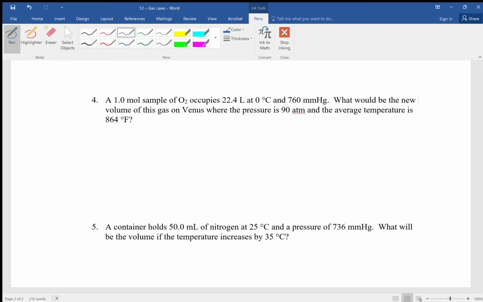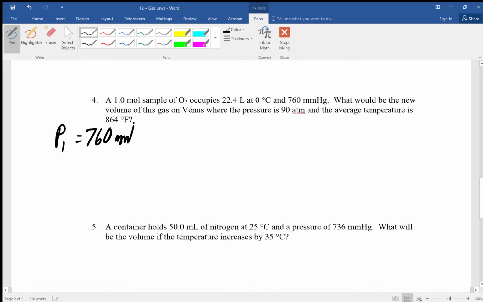All right, what about question 4? So this one is very similar to the one we did as practice in the previous video. But here now, instead of going to Pluto, we're going to go to Venus. And so our initial pressure is 760 millimeters of mercury. Now I'm going to convert that to 1 atmosphere because I can already see in the problem that our P2, which is going to be on Venus, is in atmospheres. And the reason I'm choosing to go that direction is it's just an easier conversion.